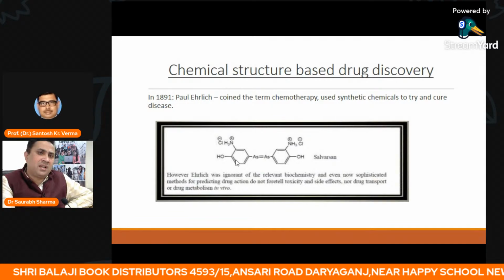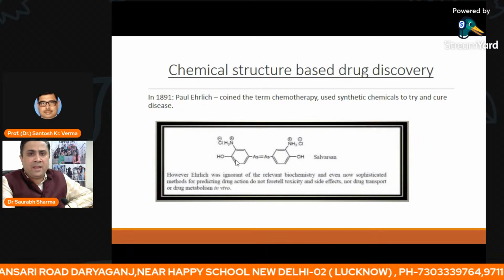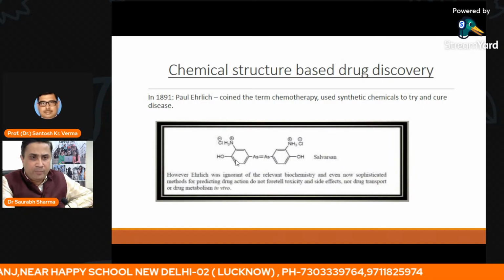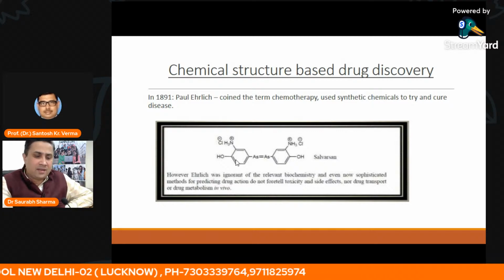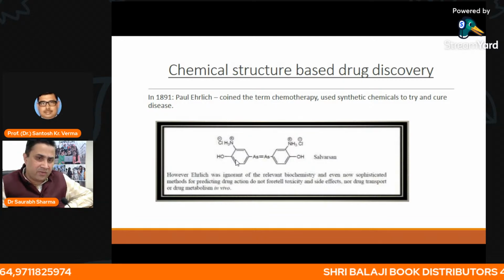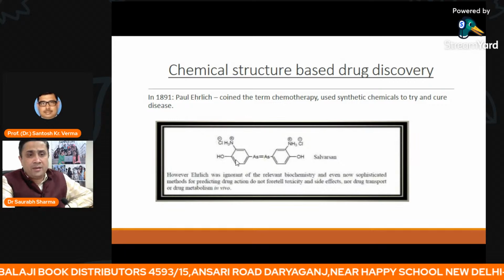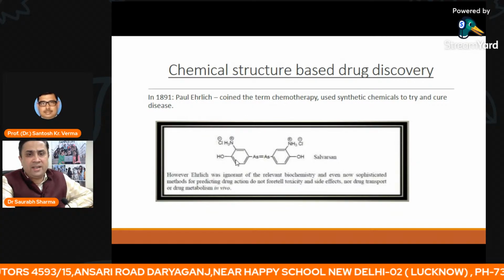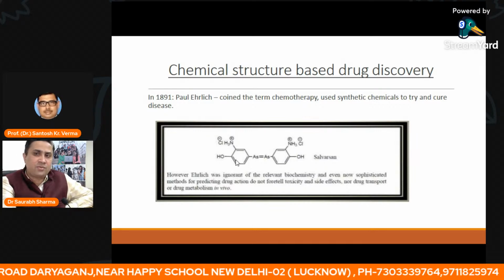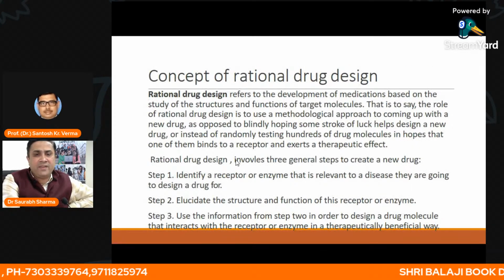Now another approach was the chemical structure based discovery. Now, SAR studies: our system of basic chemistry has this very important point. From one class of drugs, a prototype of the drug, further classes of drugs are forming, and that is the base of this particular structure based drug discovery. In 1891, Paul Ehrlich coined the term chemotherapy, using synthetic chemicals to try and cure diseases. So this is further going towards the SAR studies, and the SAR studies are giving further compounds.